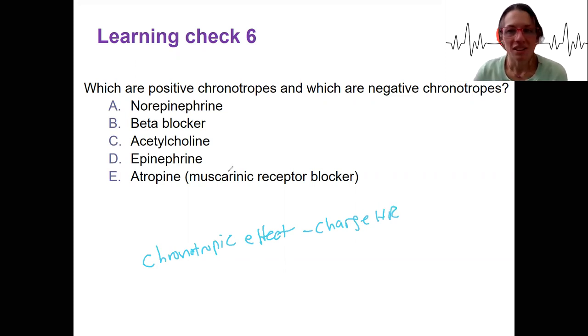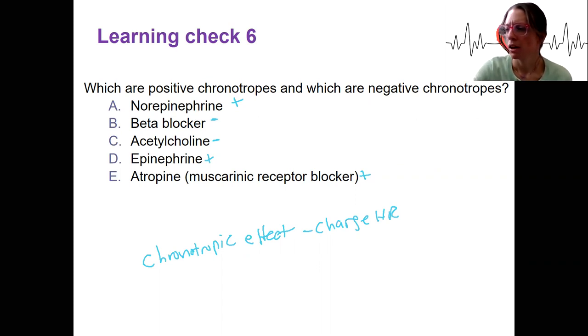So which one of these are what? Try to do it the best you can. This is application. Positive. Positive, positive. We're blocking acetylcholine. Negative, negative. Acetylcholine should be obvious. Beta blocker, we're blocking the positive one. So a drug that's a beta blocker is a negative chronotrope.